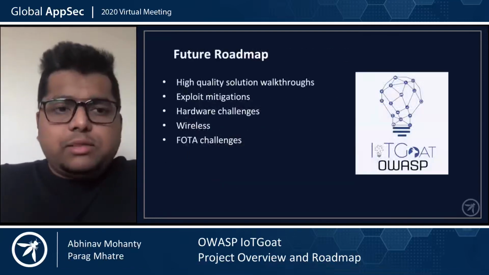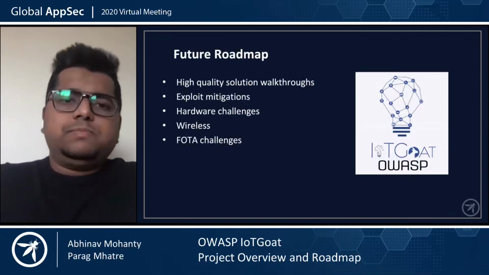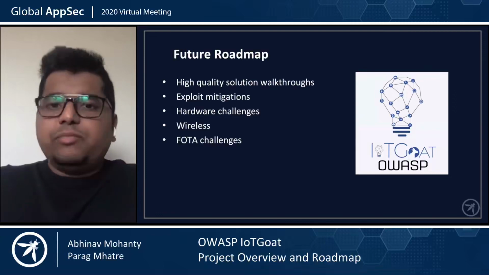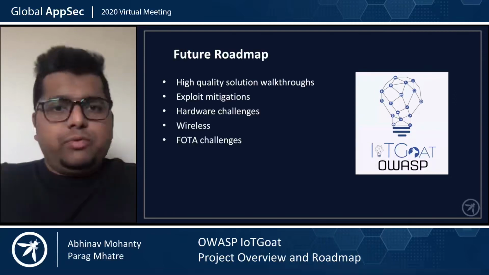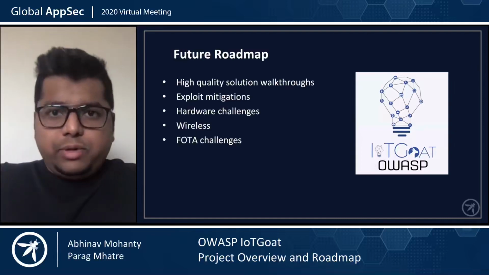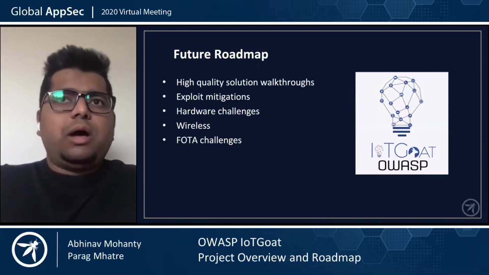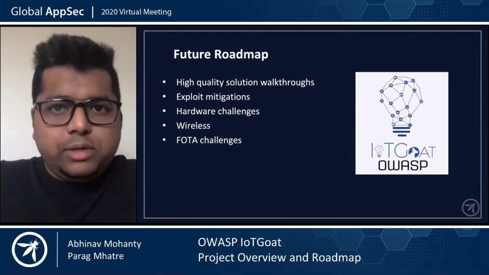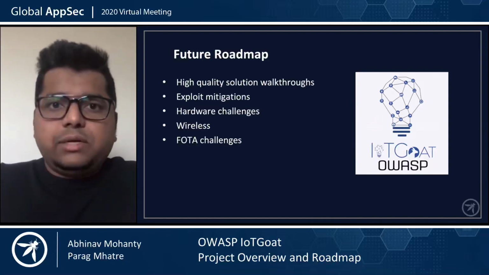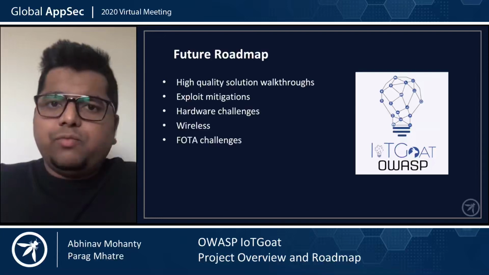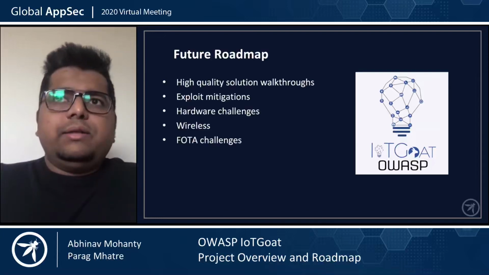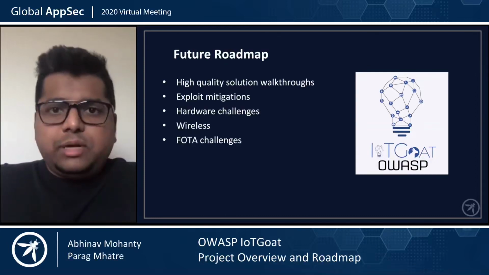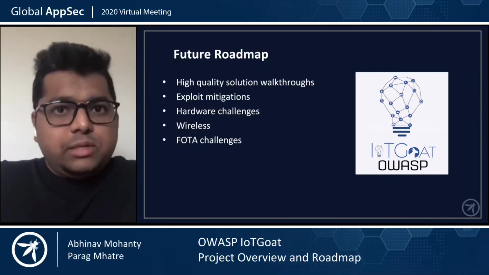Apart from that, as far as the future roadmap of IoT Goat is concerned, we are planning new things to include in version 2, and some things that we did want to include in version 1 but were not able to. So one big thing that we are doing is having high quality solution walkthroughs. If you go to OWASP's IoT Goat GitHub page, there in the wiki section we have started putting down walkthroughs of different challenges, and we want to have really good documentation of the walkthroughs to set us apart from other projects in the similar field. So that is something that we are trying to do.